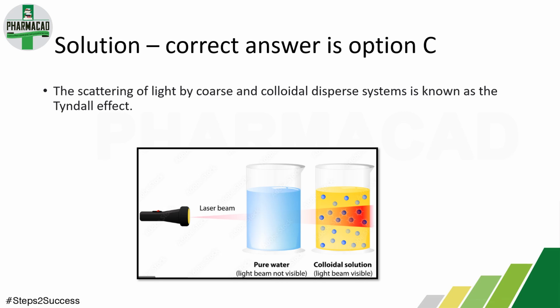Tyndall effect is also known as Tyndall phenomena, in which scattering of light takes place by the medium containing small suspended particles. अब यहाँ पे आप देख सकते हो कि जब लेजर बीम की लाइट को प्योर वाटर से पास किया, तो लाइट बीम is not visible as well as it is not scattered because there are no suspended particles present in pure water. While when we try to pass the laser beam or light through the colloidal solution, we can see the light beam is visible as well as scattered due to the presence of small suspended particles, and this is known as Tyndall effect, which is also known as Tyndall phenomena.